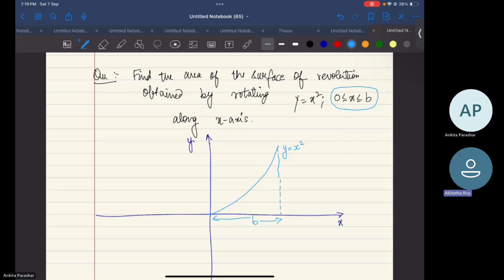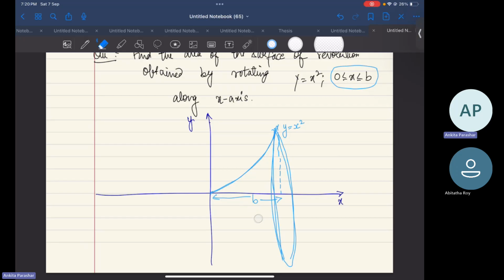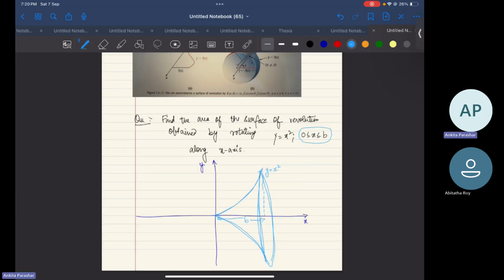It would be like a cone, but not a cone. Exactly right. It will be like a horn, a big horn, like you might have seen in a loudspeaker. It will look like a loudspeaker. So when you revolve it, it will look like this kind of thing. I hope the figure looks like an actual loudspeaker. Okay, this should be fine.